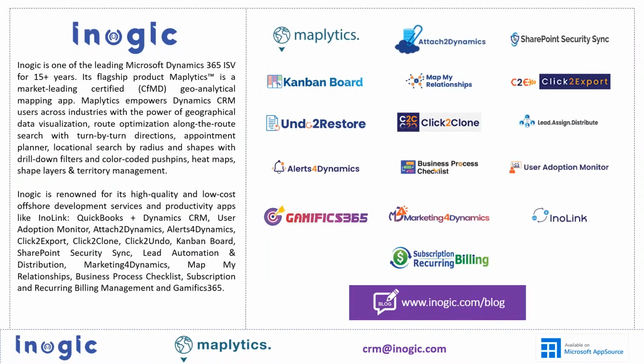Before we dive into the session, let me give you a quick brief about Inotech. Inotech is one of the leading service providers and an ISP. We have been in the business for more than a decade now, and our blogs are also well known among the CRM community. Apart from Maplytics, we have also been focusing on various productivity apps which reduce the multiple steps in CRM, and you can see a few of our offerings listed over here.